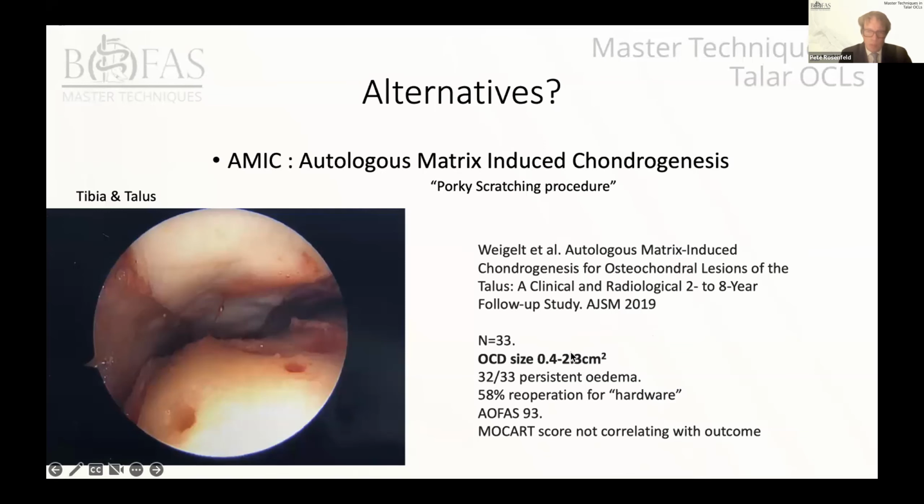And the OCDs were quite small, to be honest. The other thing they said was they had 58% reoperation for hardware removal, which I'm guessing meant they had ankle pain, and they've just called it hardware removal. So I'm not so sure with that. The other interesting part of the paper was that the cartilage, the MRI evaluation of the cartilage, the MOCART score, did not correlate at all with the outcomes.